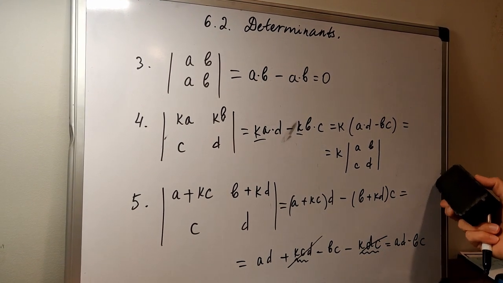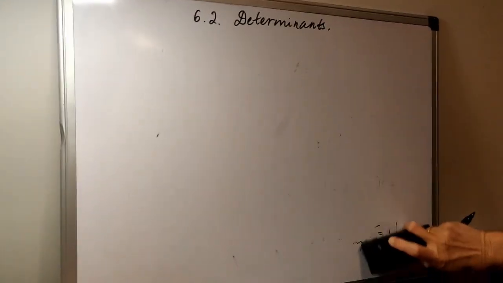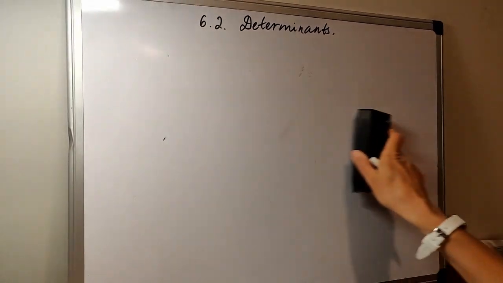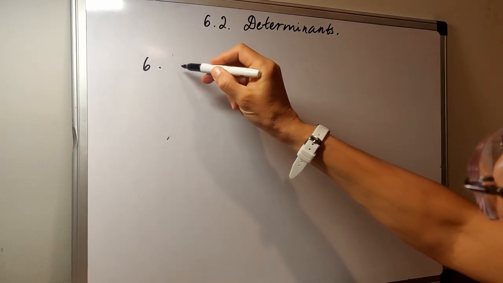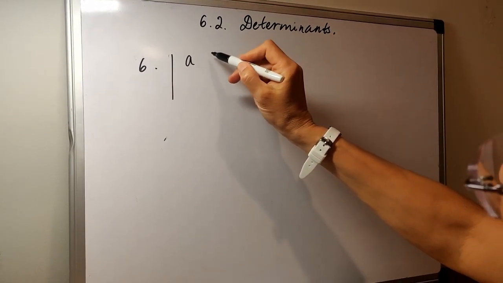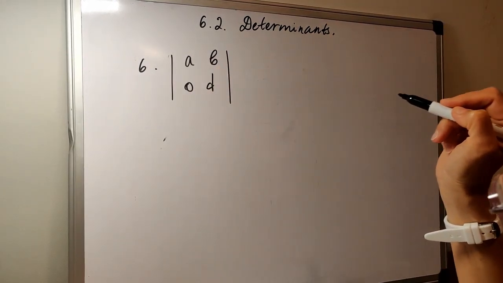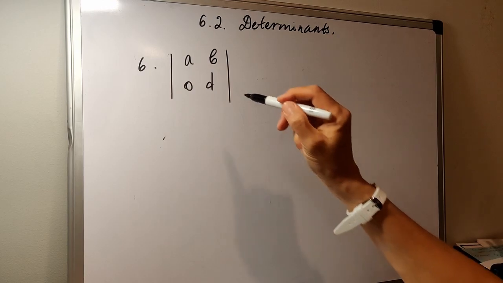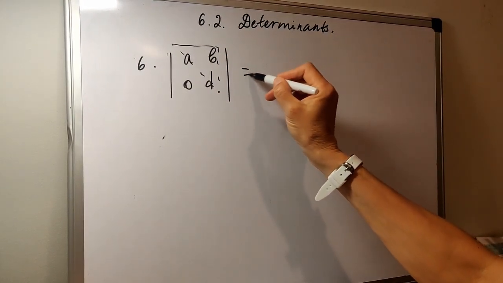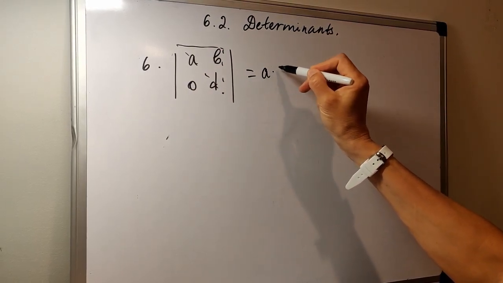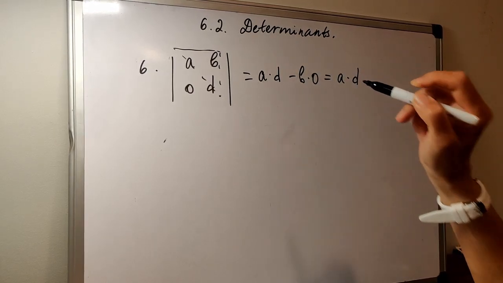And okay, the last rule. I don't have space here, so I'm going to erase first. Rule number 6. If you have a matrix A, B, 0, D, this is a triangular matrix, right? Let's try to draw it like this. Calculate the determinant. You are going to find out that the determinant is AD minus B multiplied by 0, which is going to be just AD.